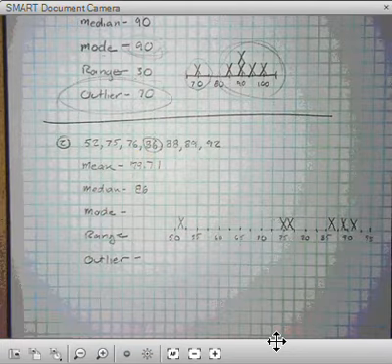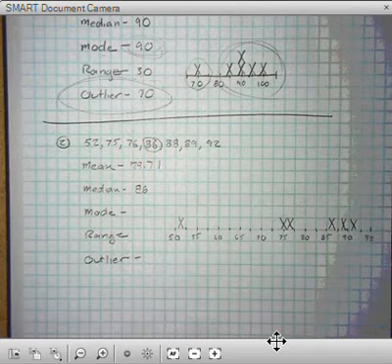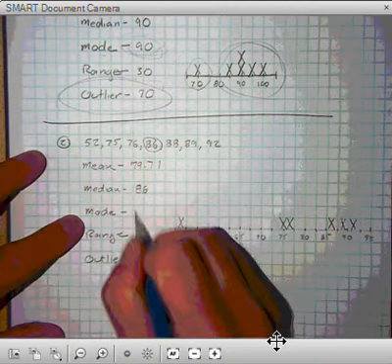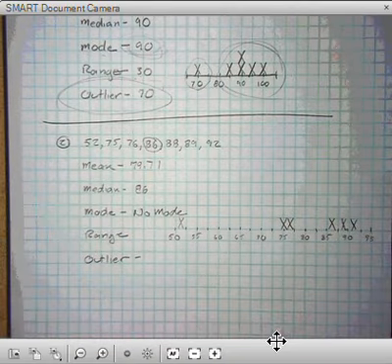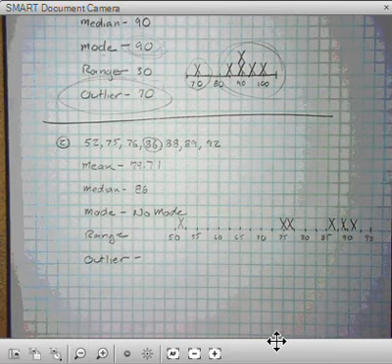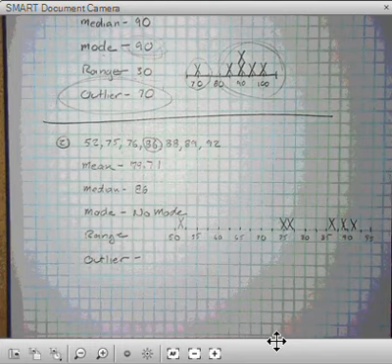What about the mode for this data set? Maggie? Yeah, no mode. And that's what I really wanted you to see here, was that there is no number that occurs most often. The mode in this case is no mode. Do not put 0. 0 is not the mode. It's not 0. It's no mode.